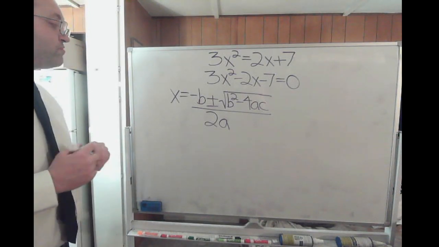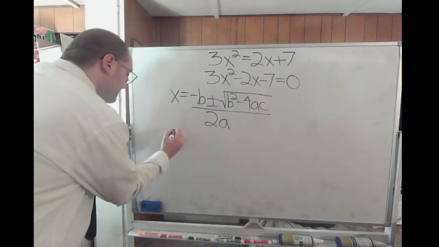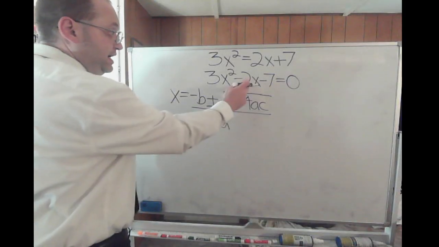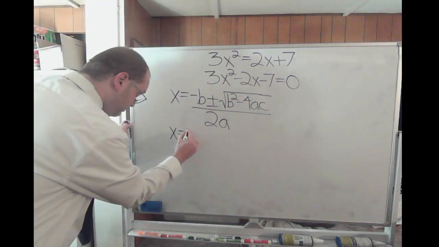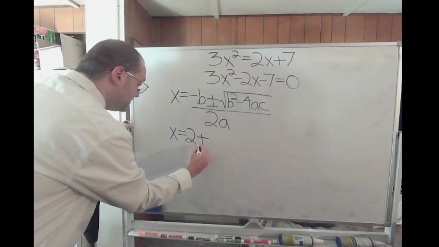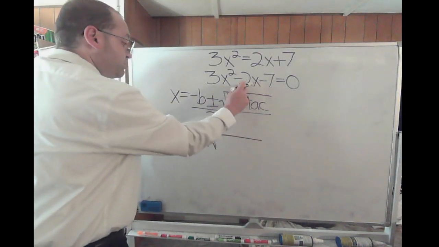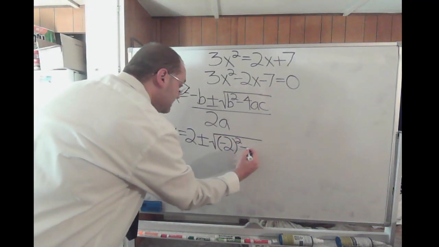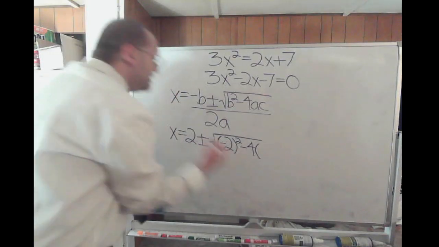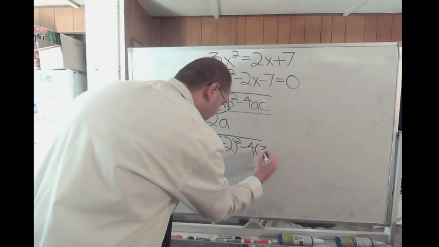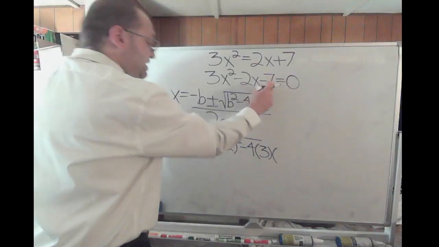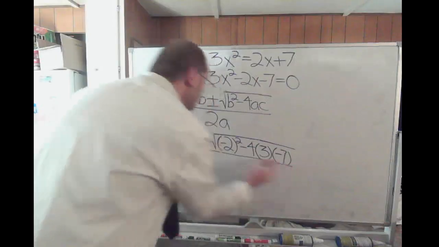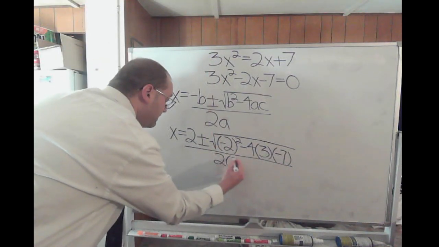So now I need to solve for x here. Let's see, we'll take the negative of the b coefficient. Well, b is -2, so negative of -2 is +2. That'd be both plus and minus the square root of b squared, which would be -2 to the second power, minus 4 times the a, which is 3, times your c, which is -7. This is all going to be over 2 times a, which would be 2 times 3.